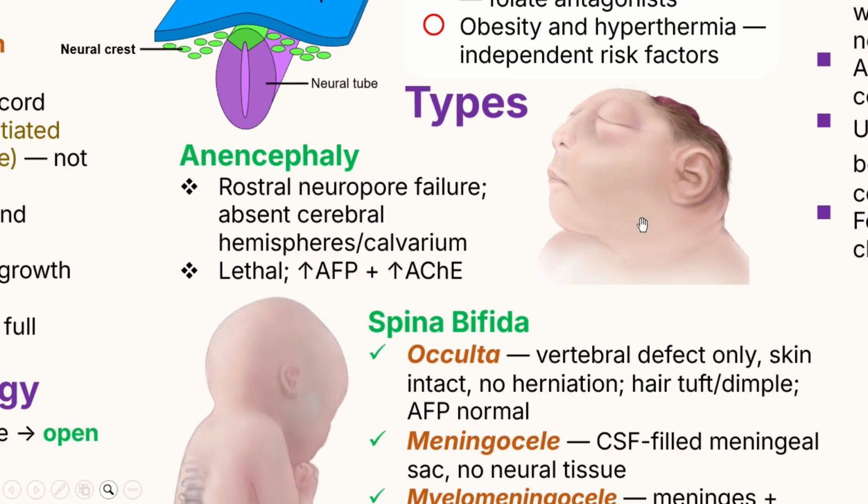And during the antenatal period, when you do the alpha fetoprotein of the mother, and the acetylcholinesterase, they are going to be high. So these two are going to be markers of an open neural tube defect.